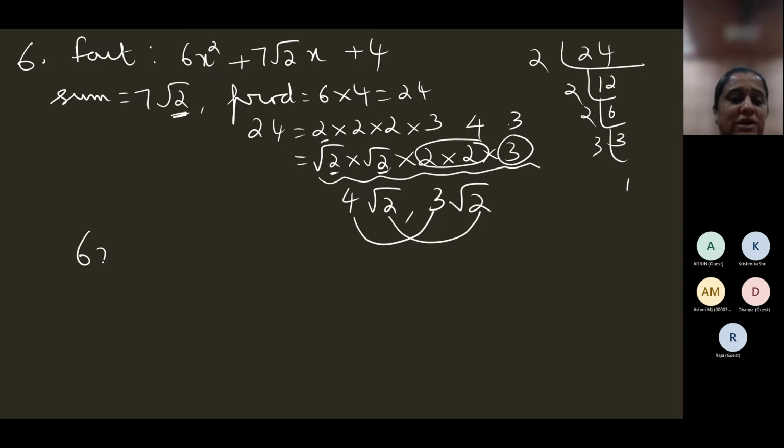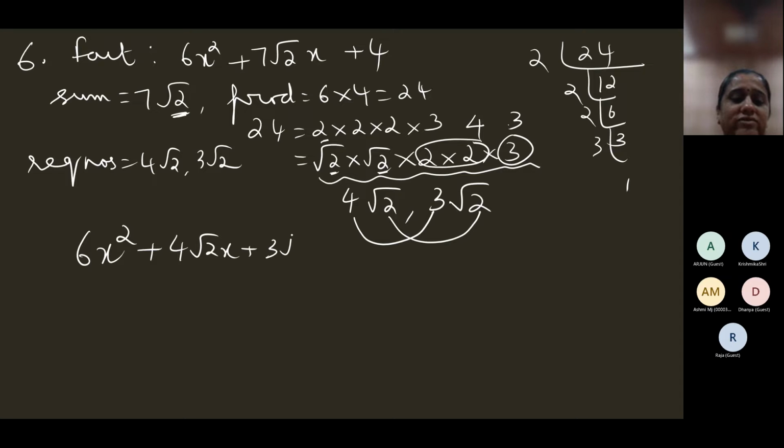So split the middle term 6x square. The required numbers are 4 root 2 and 3 root 2. Now split the middle term: plus 4 root 2x plus 3 root 2x plus 4. You can even write 3 root 2 first because 3 and 6 have something in common. That's also fine. You can write in any order.